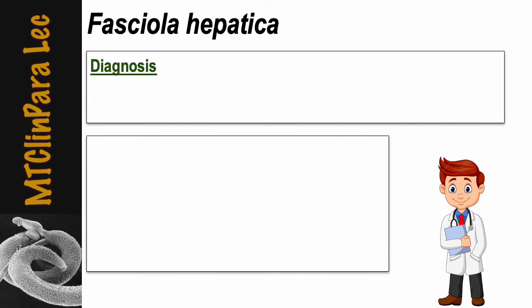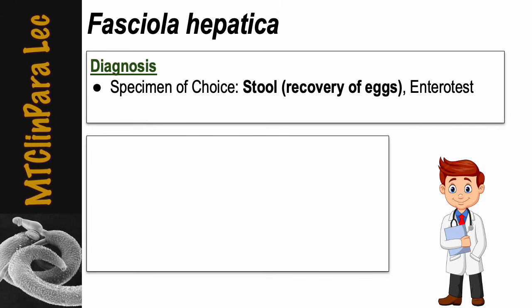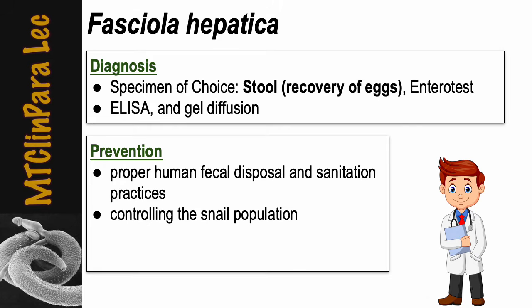Parasitological diagnosis may be made through identification of eggs in stool, or we can also use duodenal aspirates or contents with the help of the Enterotest. The recovery of adult worms can also be acquired during surgical exploration, after treatment, or at autopsy. The most commonly used methods to identify this species are serological and immunological tests, such as ELISA and gel diffusion tests. The prevention is through proper human fecal disposal.